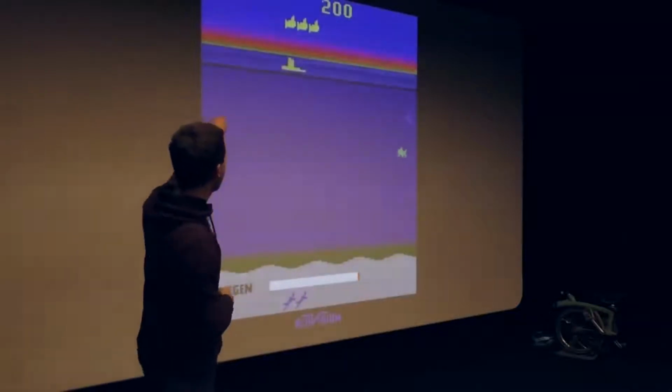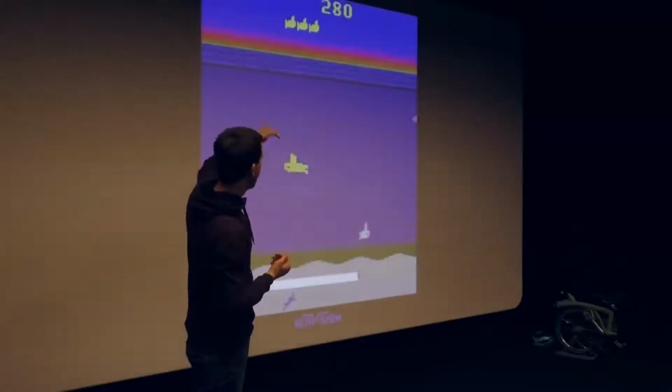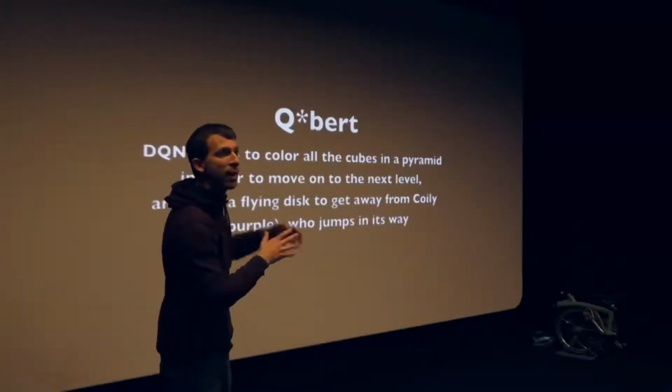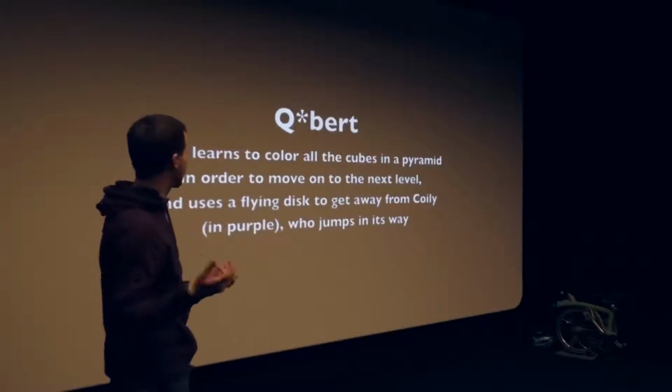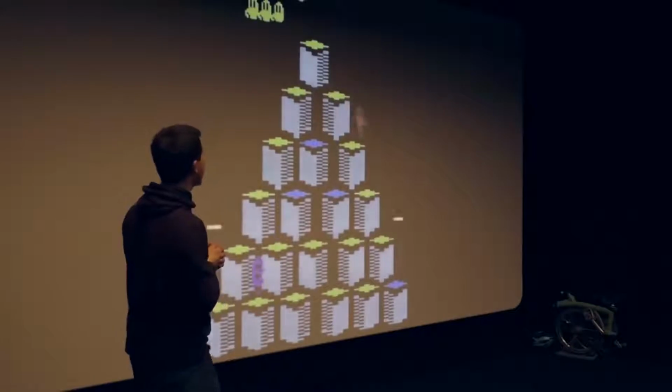So this game is Seaquest. Here you'll notice it has to do delayed decision-making. It has to go up to the top and fill up with fuel, which doesn't get any score, so that then it can go back and shoot all these different monsters and fish and sharks, and get more score.